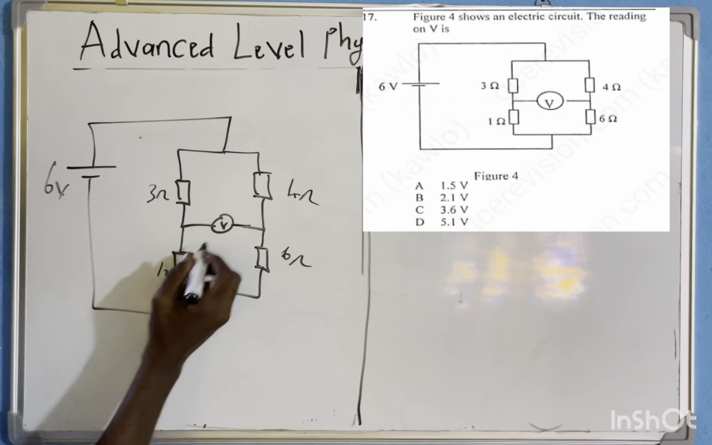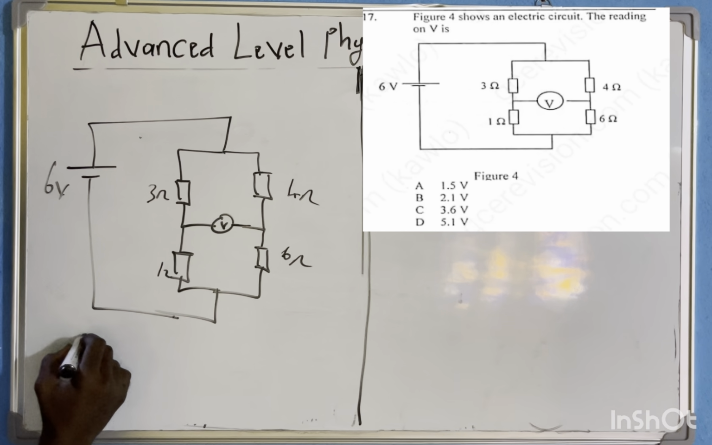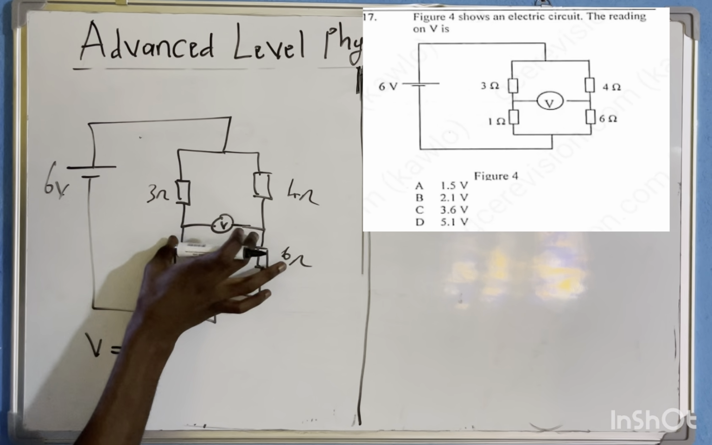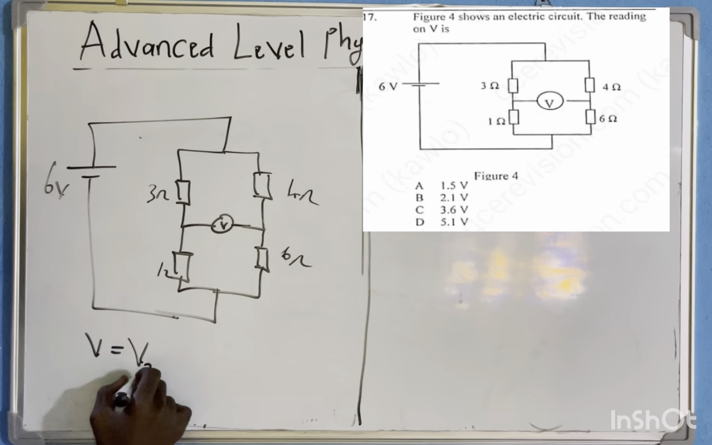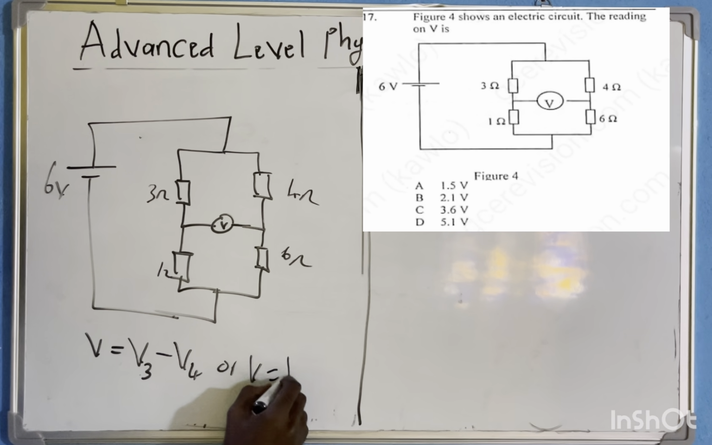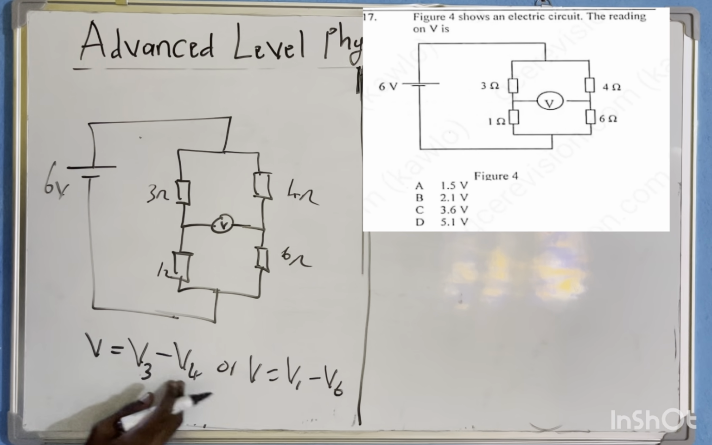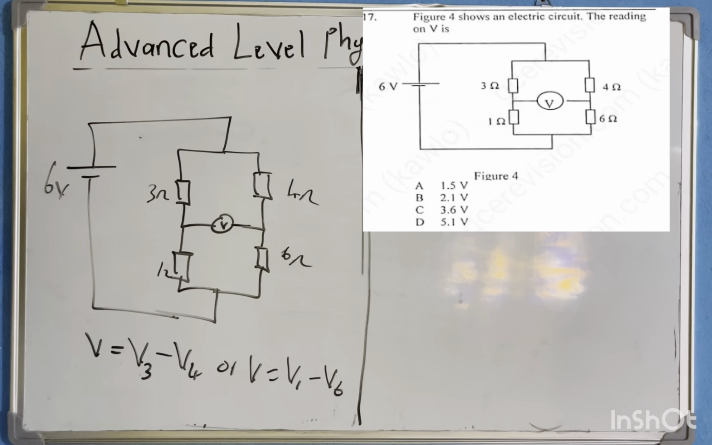The voltage across these two ends is simple: PD, potential difference. It means I'm calculating the PD. So V is calculating the PD between these two ends, and these two ends are related to this resistance and this resistance. So I'm calculating the potential difference between 3 ohms and 4 ohms, or it can still be the potential difference between 1 ohm and 6 ohms. So I'm subtracting. PD, potential difference. Difference means subtraction.